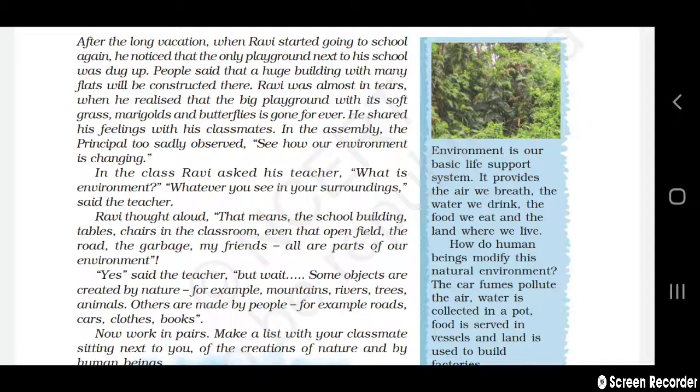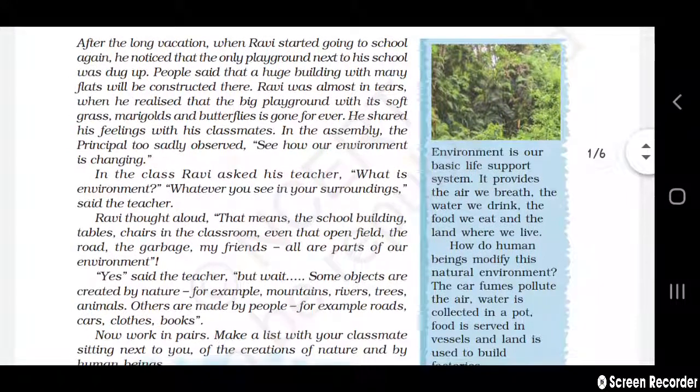So Ravi was almost in tears. He was crying when he realized that the big playground that was there before the vacation was gone. When he remembered it, he got tears in his eyes, remembering the soft grasses, marigolds, and butterflies going around the trees there. He shared his feelings with his classmates, and in the assembly, the principal also observed it sadly.